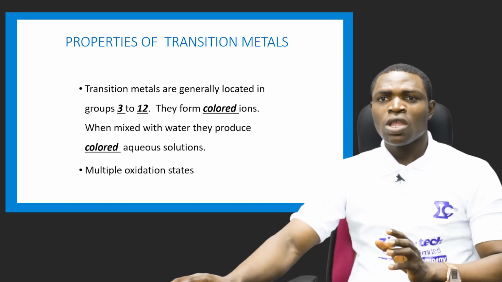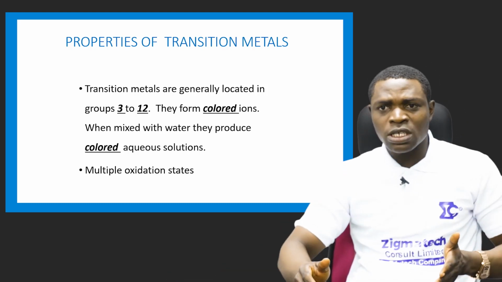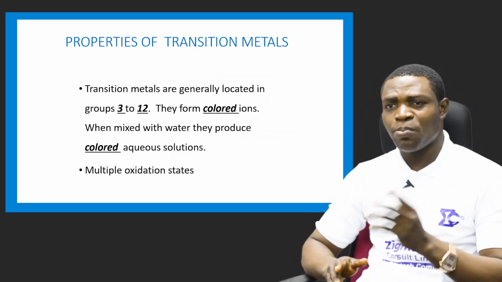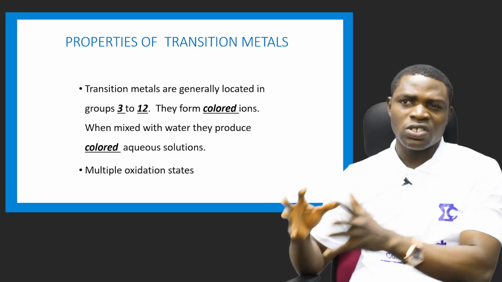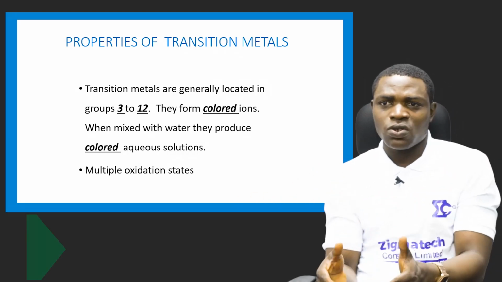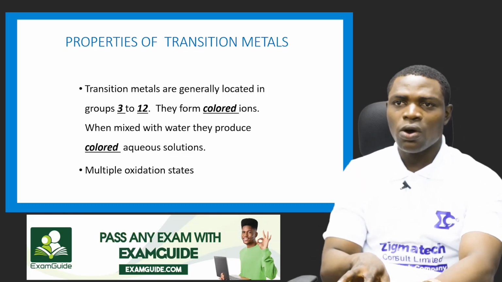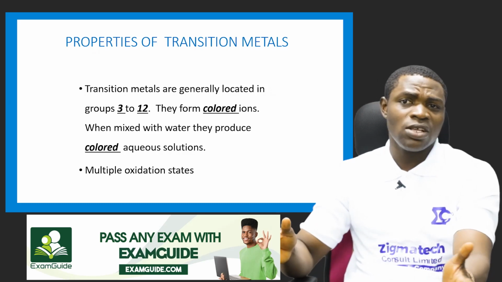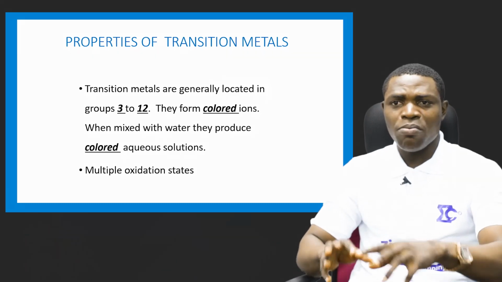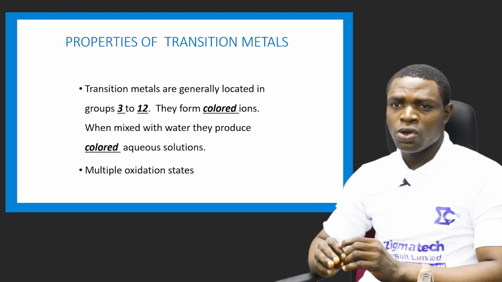So let's go ahead. Properties of transition metals. Transition metals are between group 2 and group 3 of the periodic table, and I told you in the previous class what these transition metals are. Linking the previous class and this class together, you understand that this trend actually has effects on these transition elements. Transition metals are generally located in groups 3 to 12, and they form colored ions. When mixed with water, they produce colored aqueous solutions, and they have multiple oxidation states.